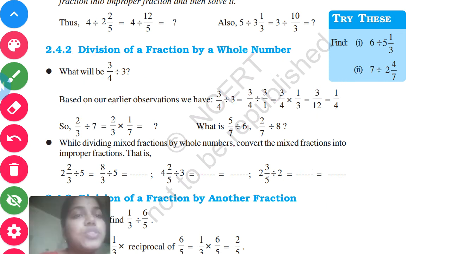I hope you have understood with the simple trick how to follow to solve the division process and the division based sums, division of fractions. Again we'll see a few examples here.